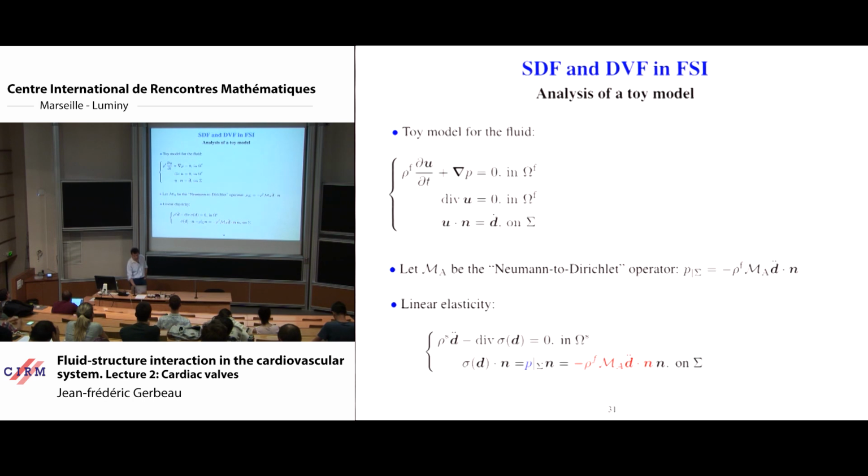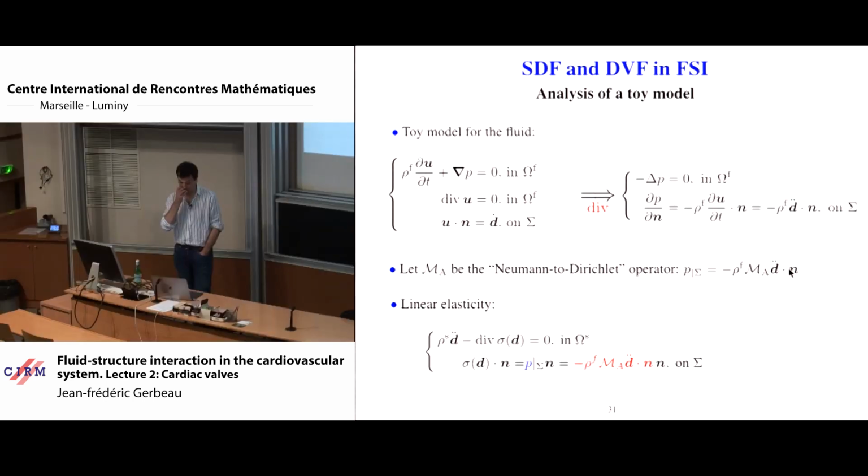So I assume that the fluid is just limited to this very simple equation. Again, I can write this equation as a Laplace equation of the pressure. Again, I introduce the Steklov-Poincaré operator, which is a Neumann to Dirichlet operator, to have an expression of the pressure as a function of the acceleration. So this is exactly the same framework as yesterday.